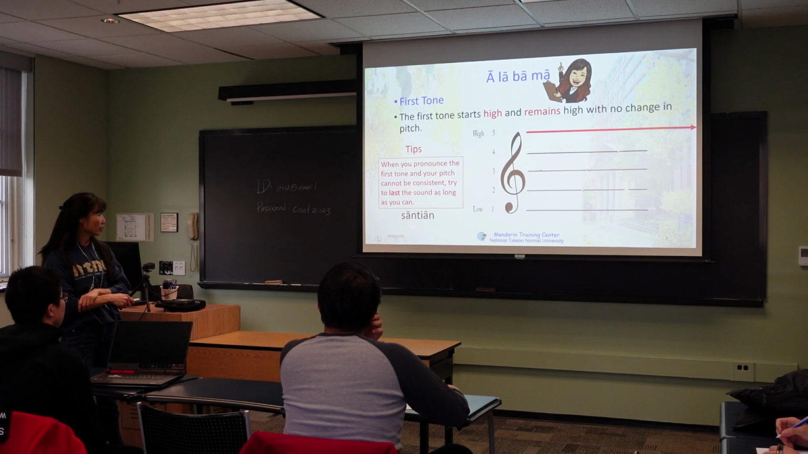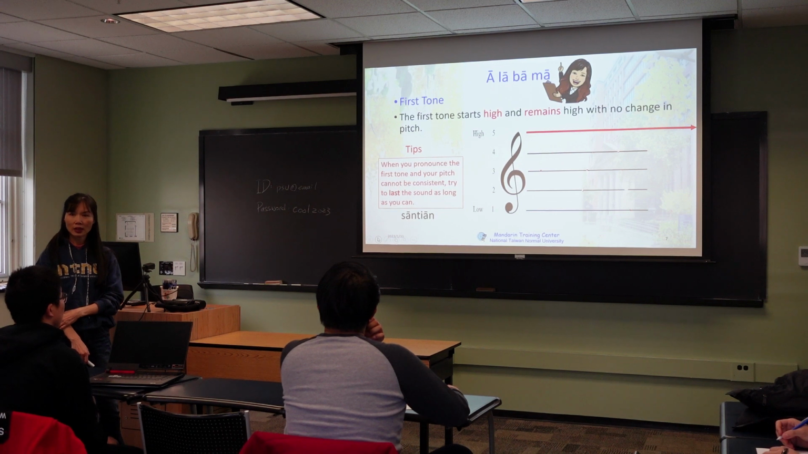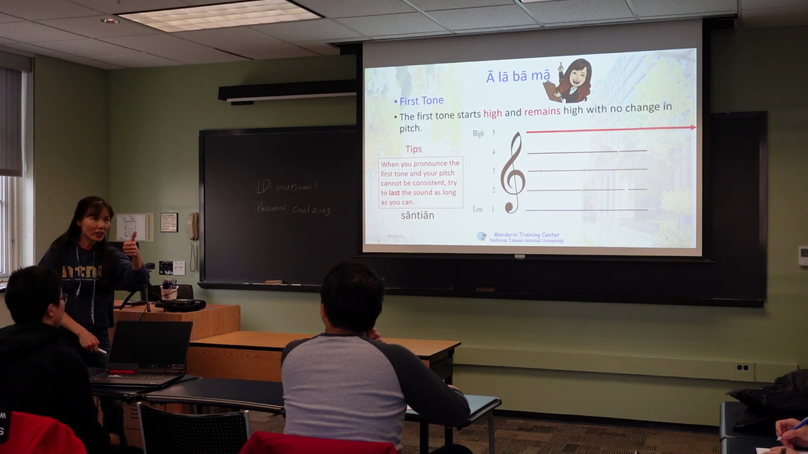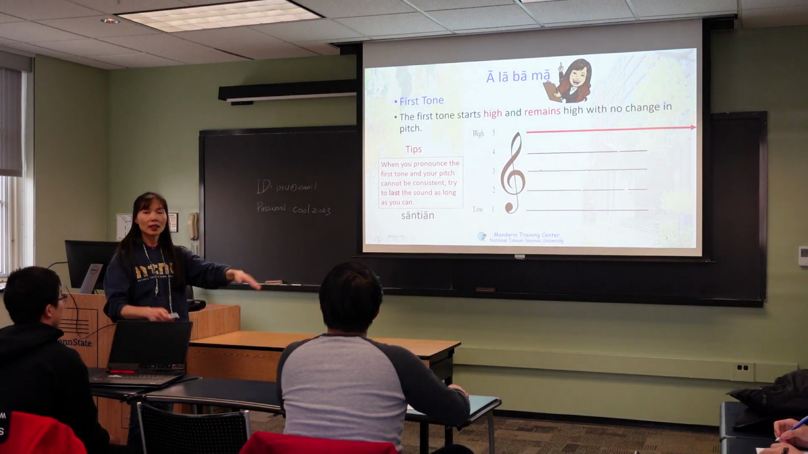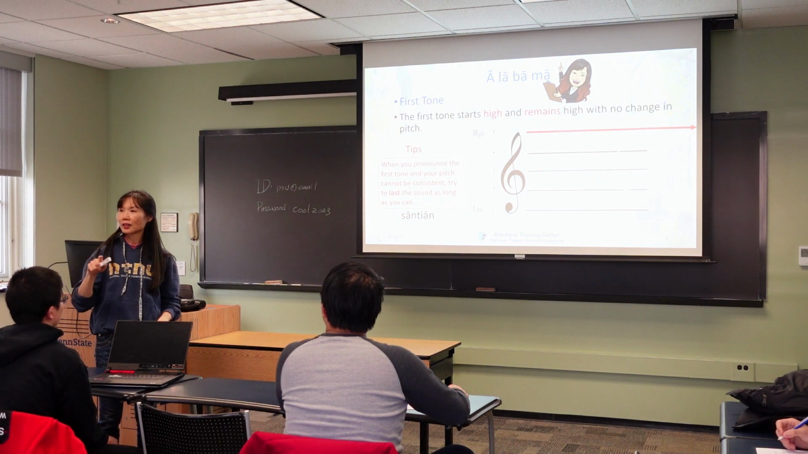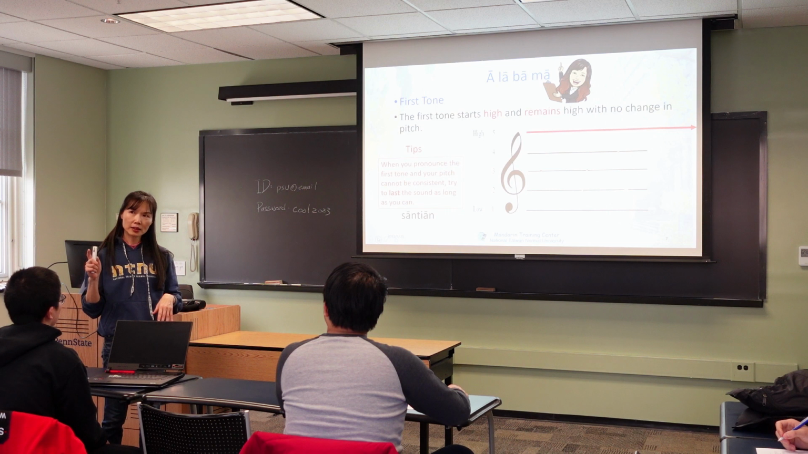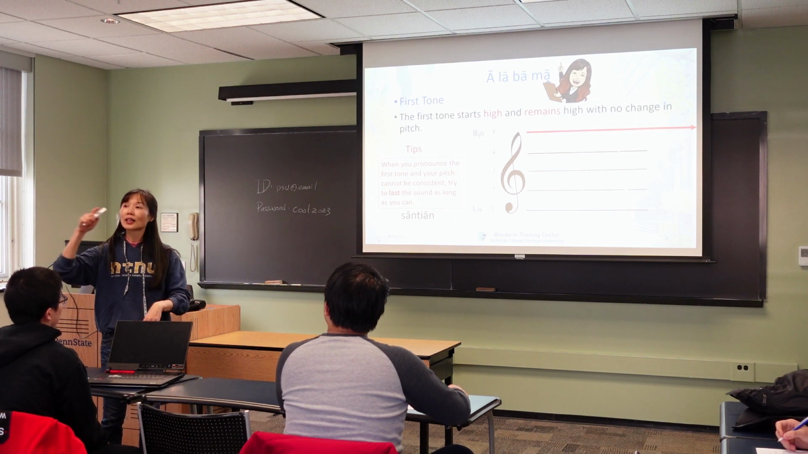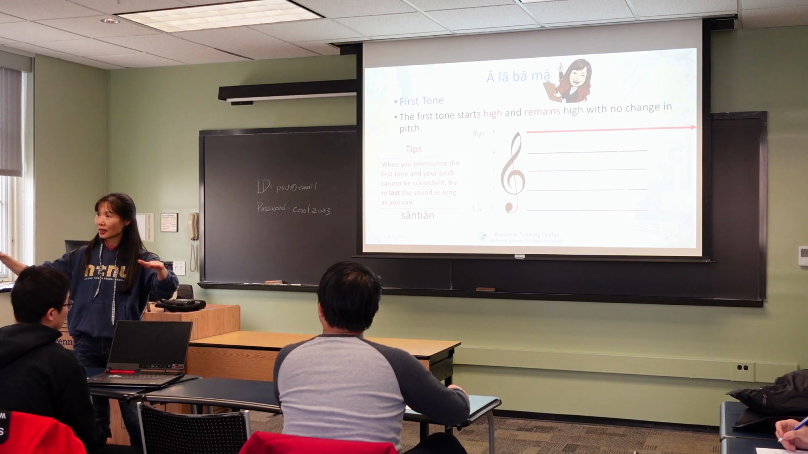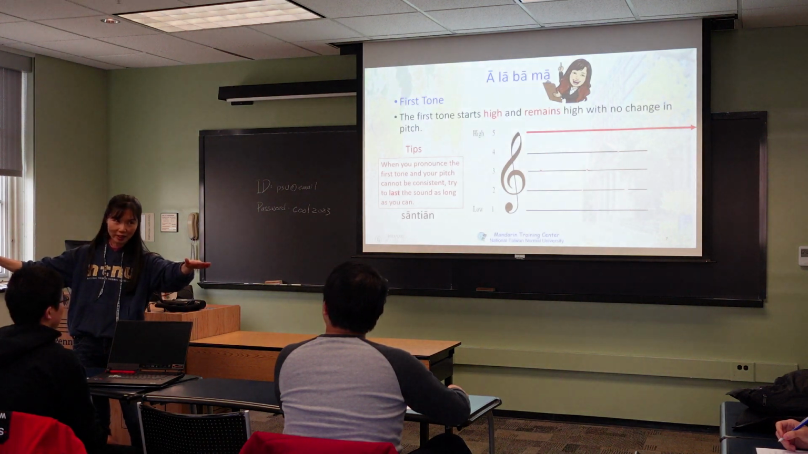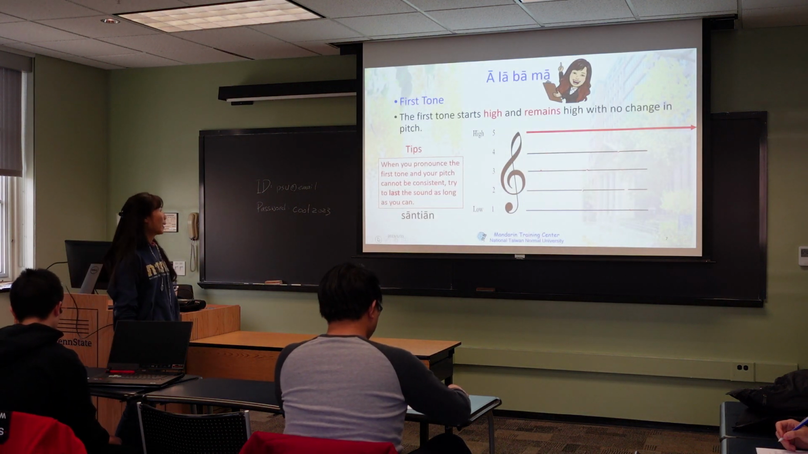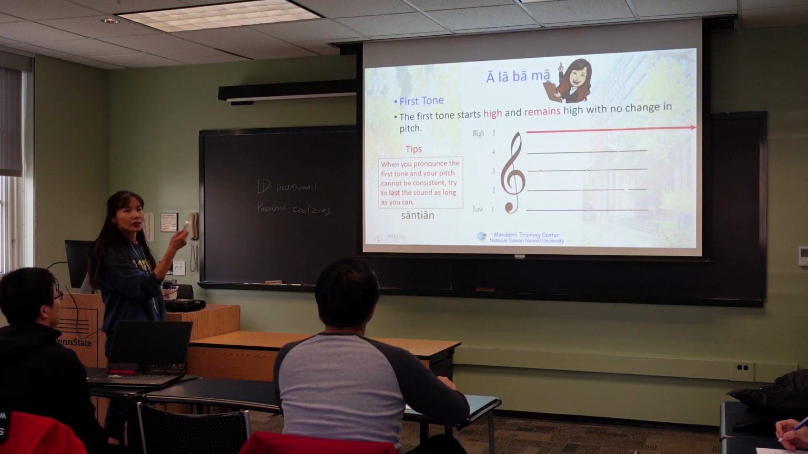How to say this word? 三天. Good, very good. 三天, right? 三天, doesn't matter. Okay, just don't say it wrong. 三天. Okay. Okay. That's the first one. Good.